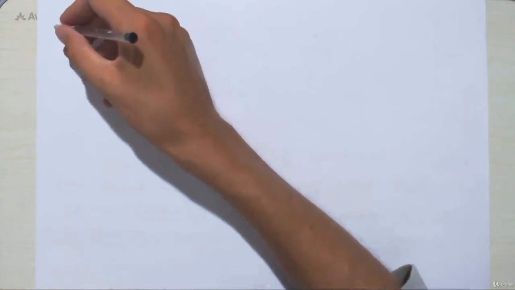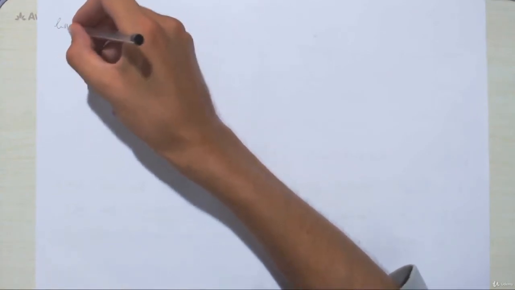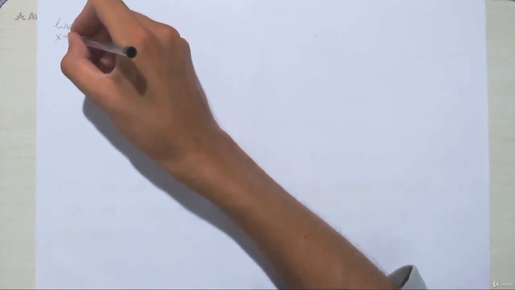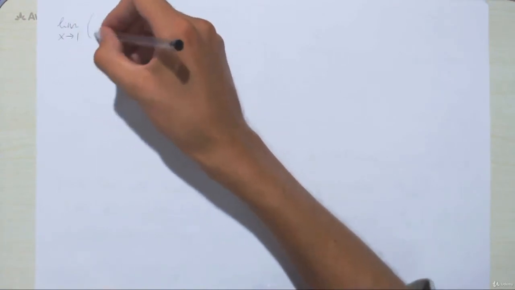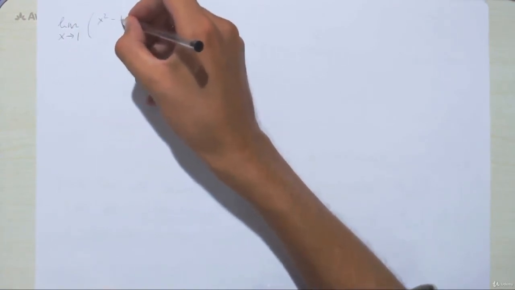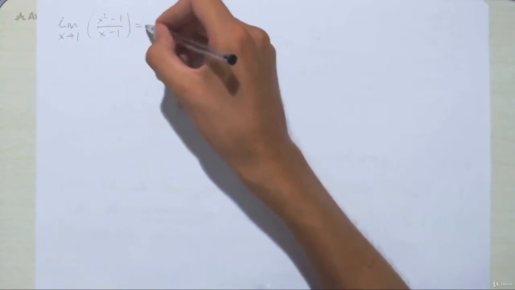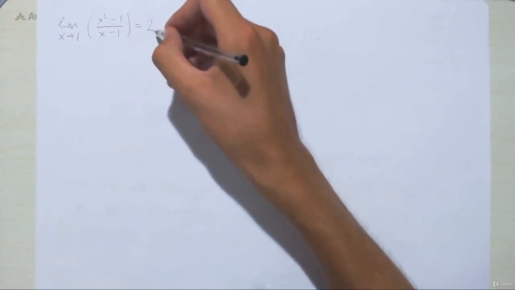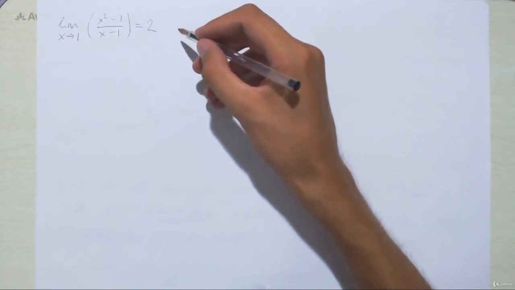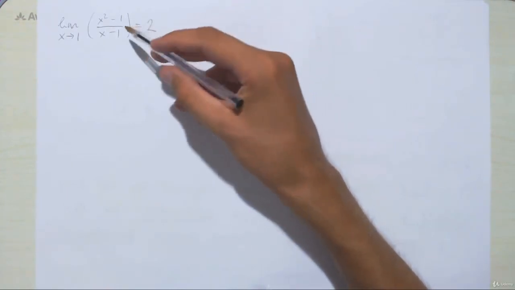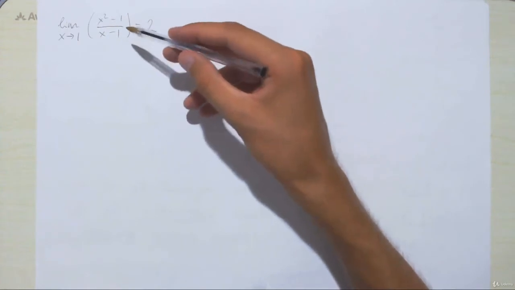So another way to write it would be like this. Limit as x approaches 1 of (x squared minus 1) over (x minus 1) equals 2. So it's profoundly different from what this function equals when x equals 1.